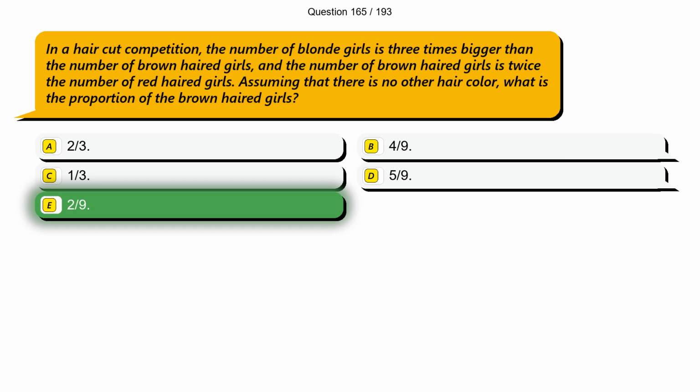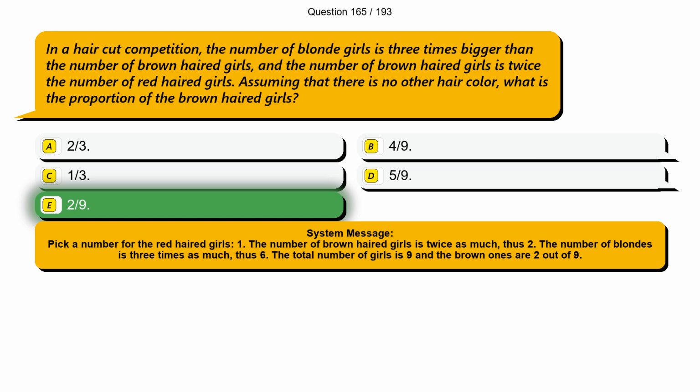The correct answer is option E, 2/9. Pick a number for the red-haired girls. 1. The number of brown-haired girls is twice as much, thus 2. The number of blondes is 3 times as much, thus 6. The total number of girls is 9 and the brown ones are 2 out of 9.